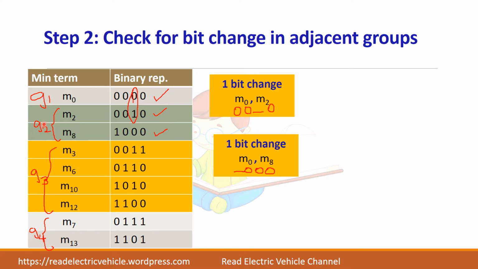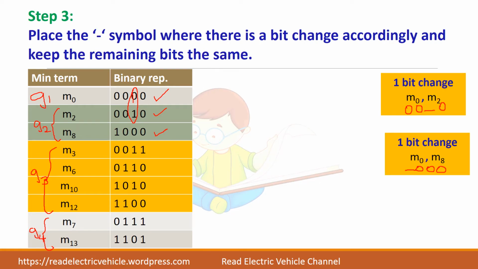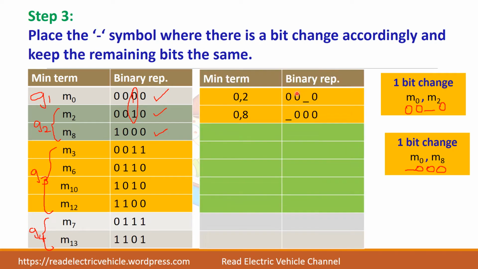Next we have to compare G2 with G3. So now let us draw another table and mark these things here. So I have compared 0 and 2. You can either write M0, M2 or simply write 0, 2 and write this binary equivalent. And again we have compared 0 and 8. Note down that also. Okay. So G1 and G2 comparison is completely over. Next we will go to G2, G3 comparison.